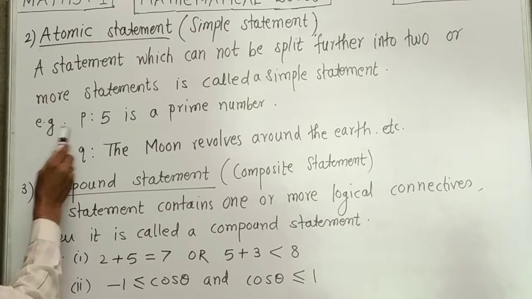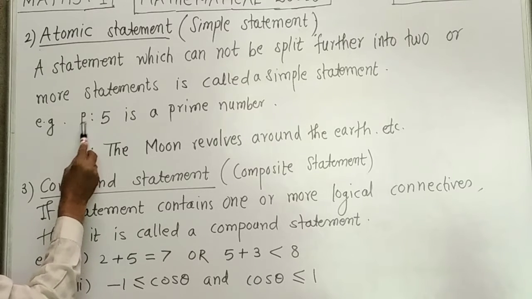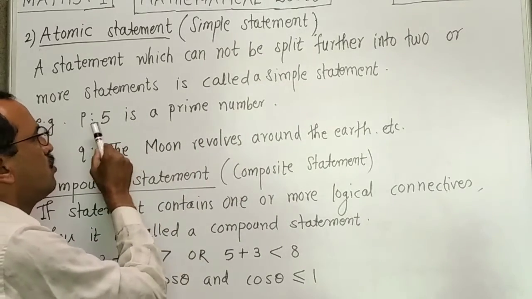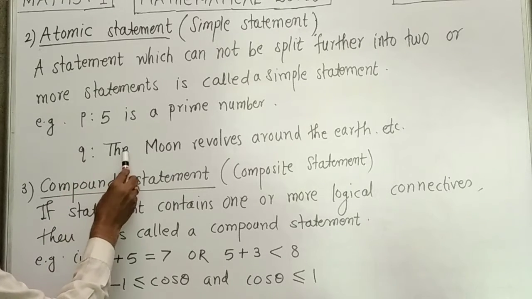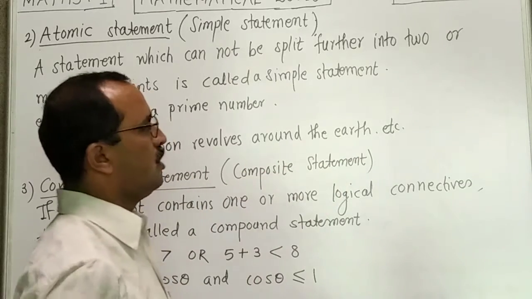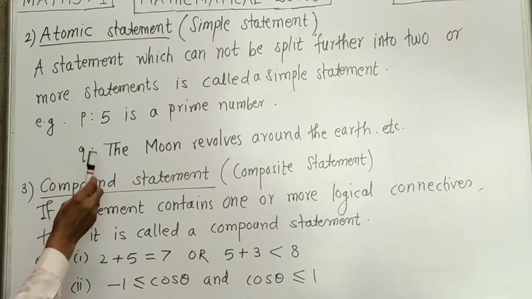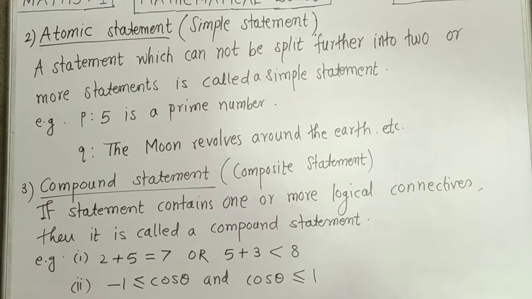For example, if I denote statement by letter P, P equal to 5 is a prime number. It is a simple statement. Here we do not use any connective. Second one, Q be the statement, the moon revolves around the earth, etc. Means in a simple statement we cannot use any logical connectives.